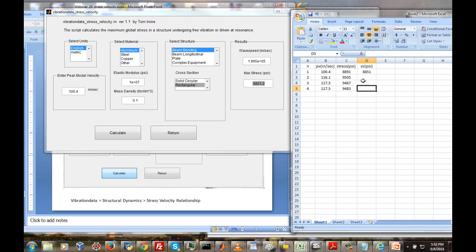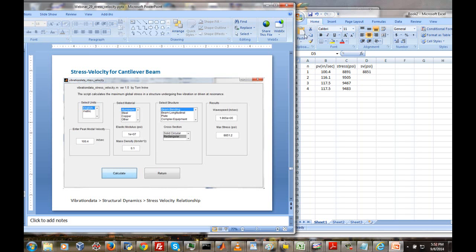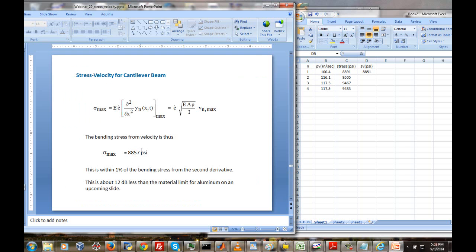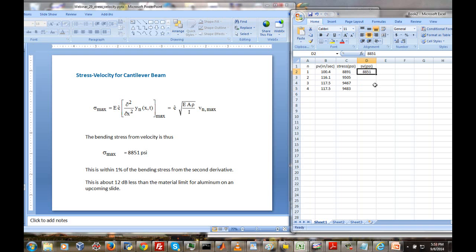So this is if we take the formula. In other words, I think I want to make this 8851. So this is just taking the formula. We take our pseudo velocity, our relative velocity from our modal transient analysis. We multiply by this coefficient, and we get our maximum stress at the fixed boundary for our cantilever beam. And this is the case for just a single mode.